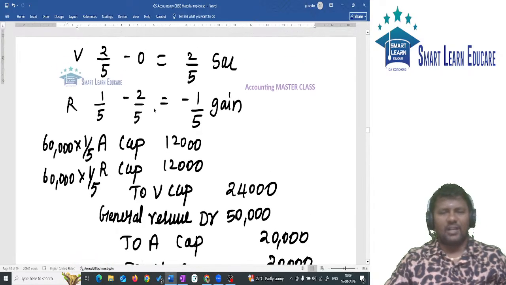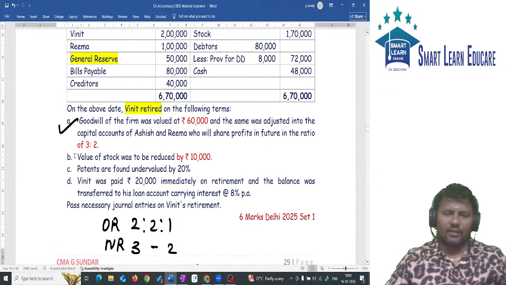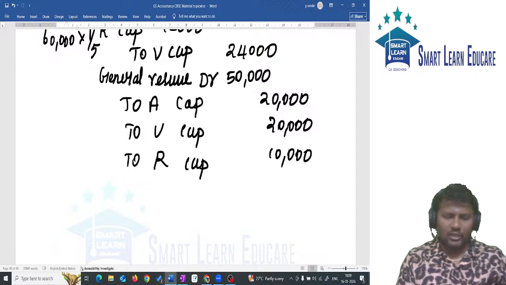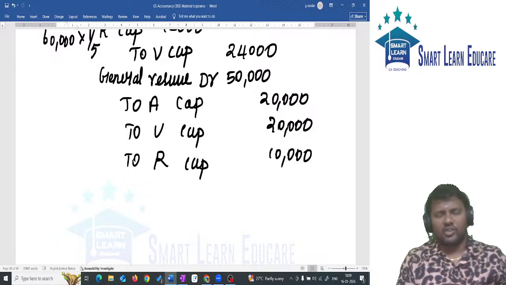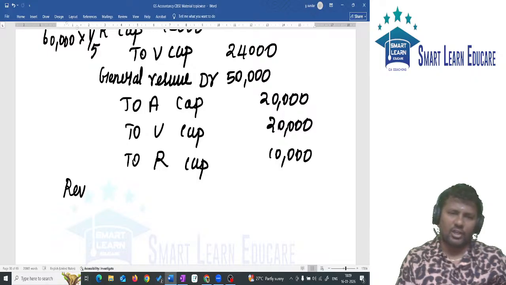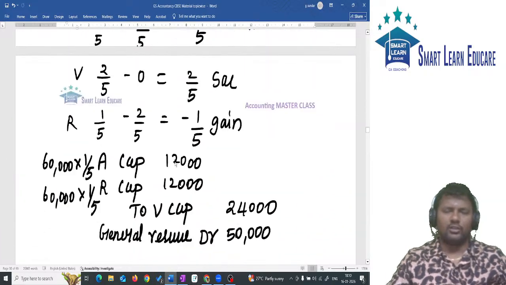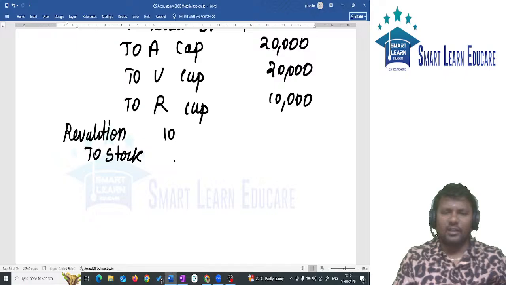Fourth step, revaluation. Revaluation related we have two adjustments. One is stock is reduced by 10,000. What is the entry for reduction in stock? Stock is an asset. Asset will have debit balance. When stock is reduced, the entry is revaluation account debit to stock. How much reduction in this question? Stock is reduced by 10,000. Entry: revaluation account debit to stock for 10,000.